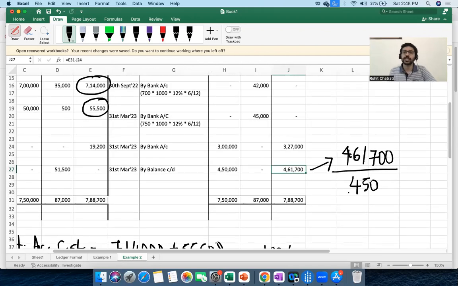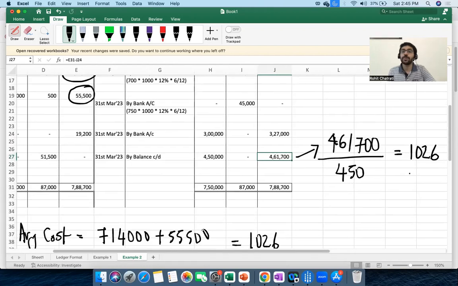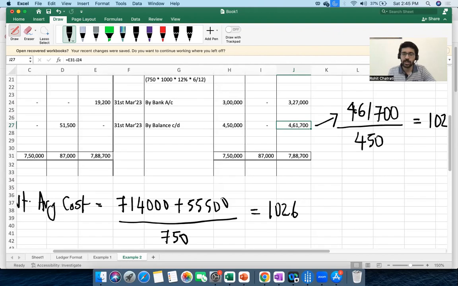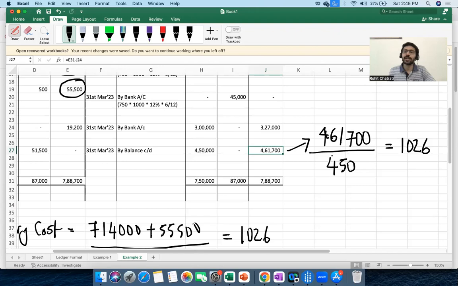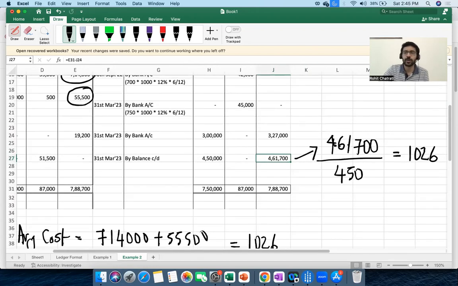If you do 461,700 divided by 450, I am not checking it. I'm sure that the answer will be 1026, which is the same as what you actually got over here. The weighted average cost per unit was actually 1026. You're carrying forward to the next year also at a cost of 1026 per unit. That was the first thing that I wanted to show you.